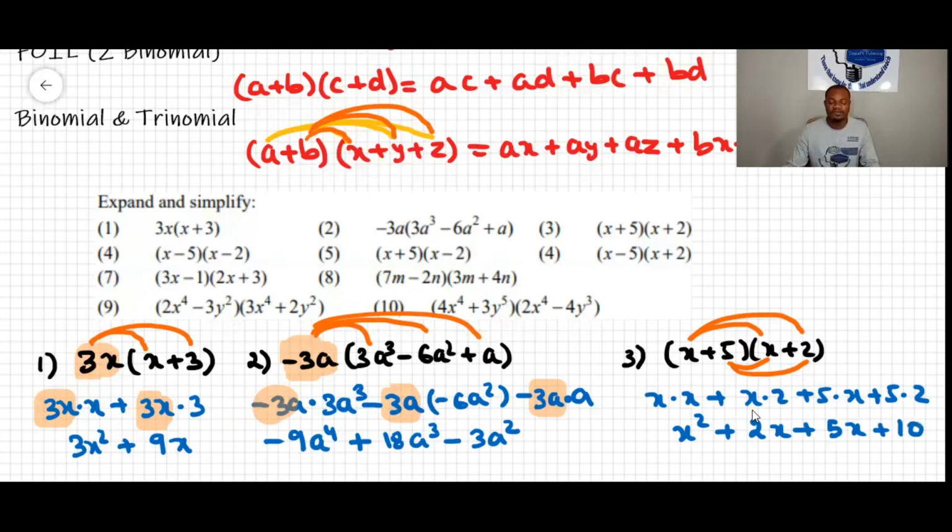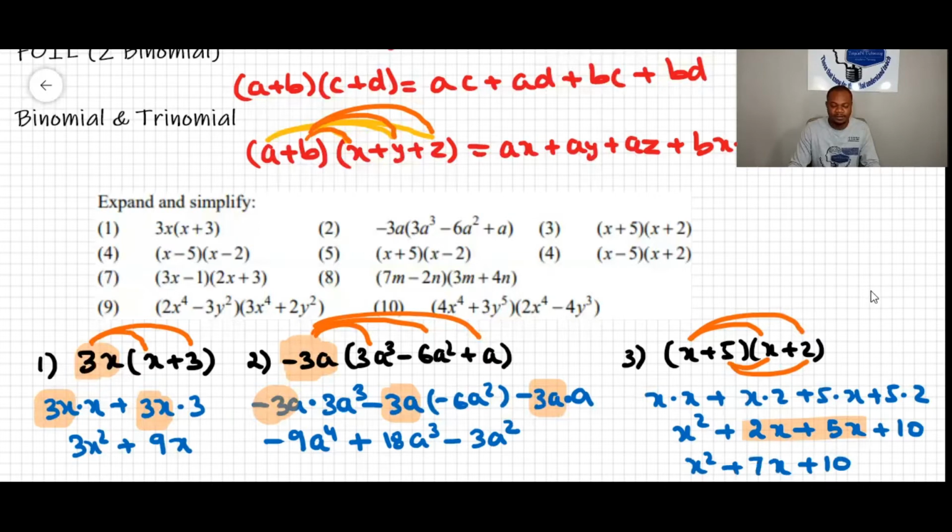Now we're going to check if there are like terms in this equation. Then we can simply decide if we can simplify or not. Now when we look at x squared, there's no more x squared, but 2x and plus 5x can be combined together because these two are like terms. They all have x. So we can combine these, one variable, which is x, and that makes x squared plus 7x plus 10.